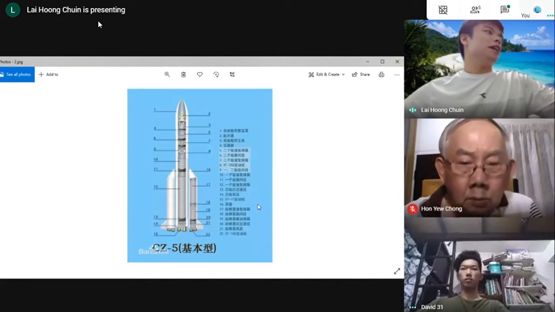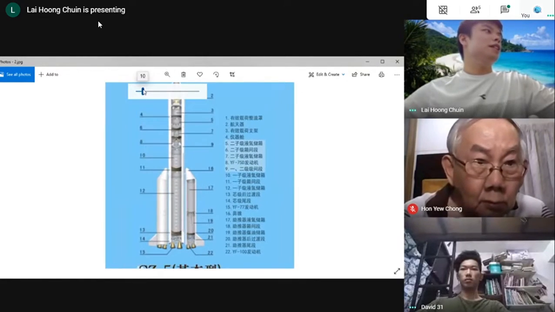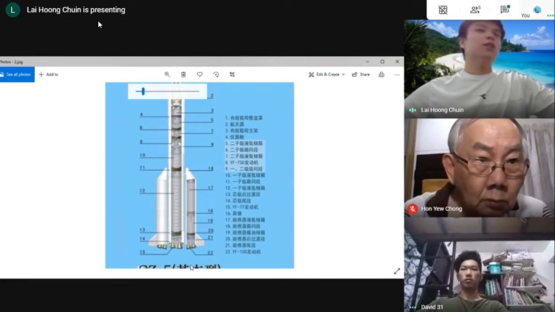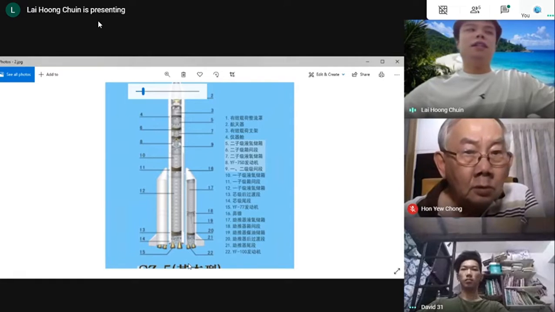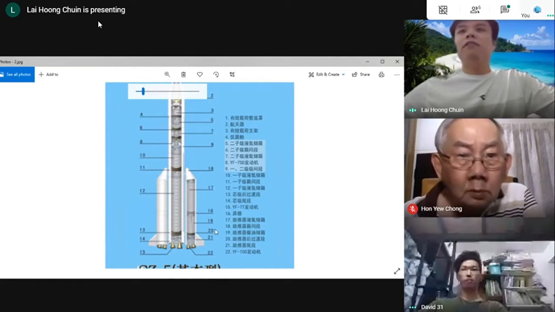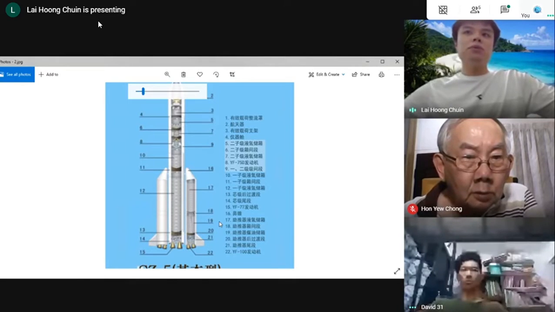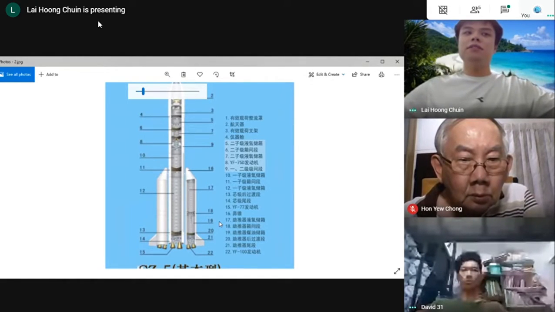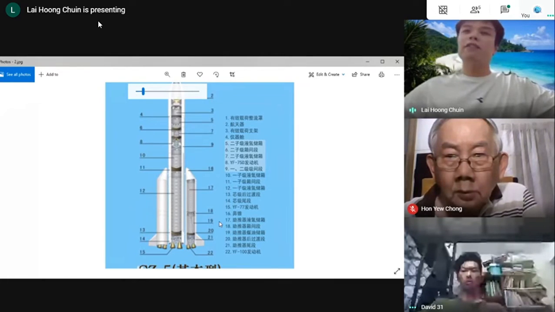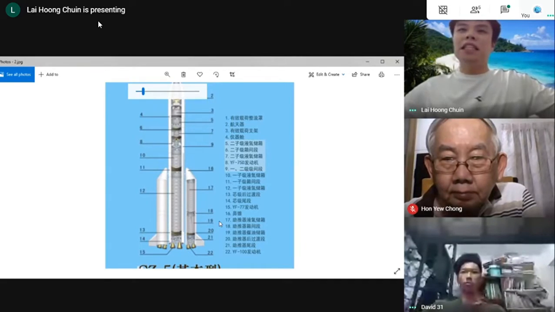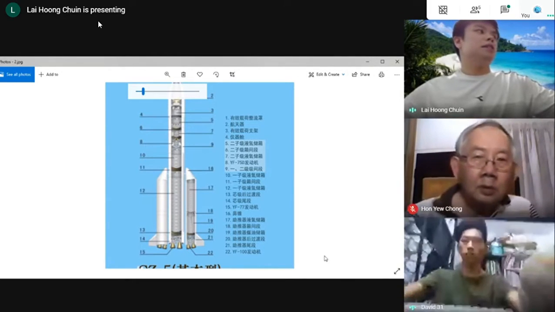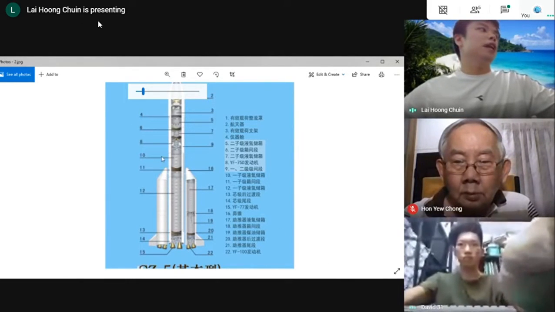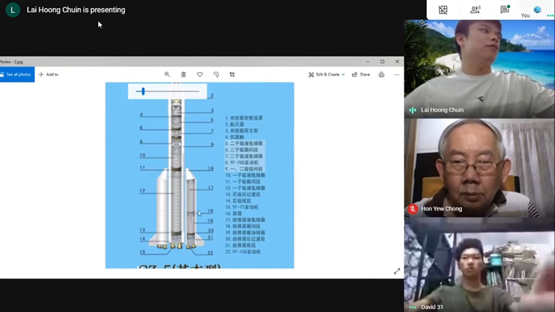So this is the rocket used for the launch, if you all can see. It's a two-stage rocket. This is the 5th launch of Changzheng 5, the original model. There are 2 variants. One is Changzheng 5, or CZ 5A, the original Changzheng 5. Another one is Changzheng 5B, or CZ 5B. So this is the original one, a two-stage rocket with 4 boosters.